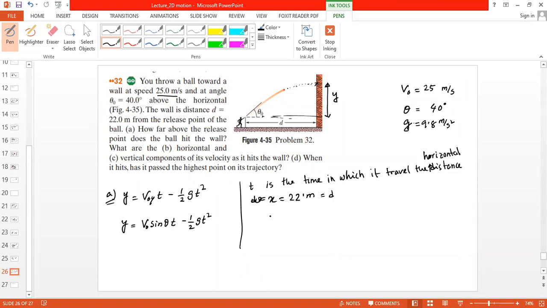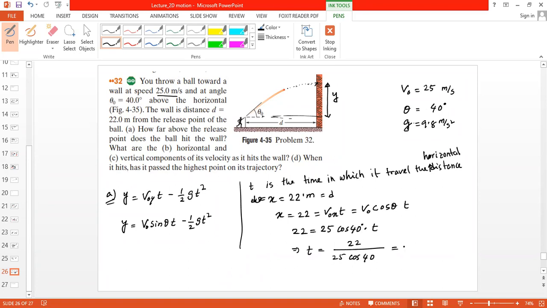So what I can say is that x equal to 22 meter, that is equal to v naught x t. v naught x means v naught cos theta t. So 22 equals v naught, which is given 25, cos theta means cosine of 40, times t. That is t equal to 22 over 25 cosine of 40. Once you are done with this math, it will give you the value of t.